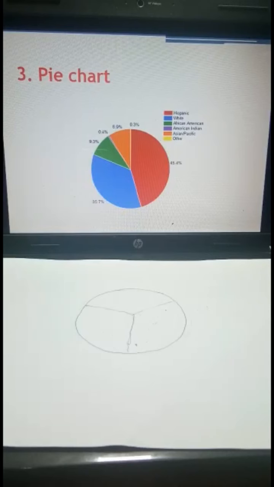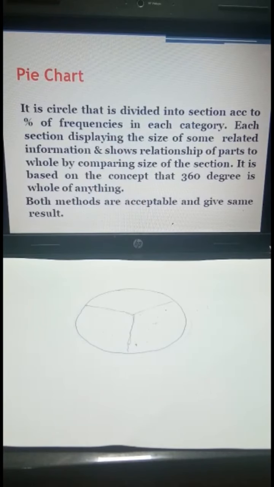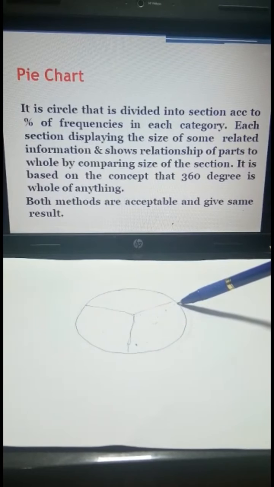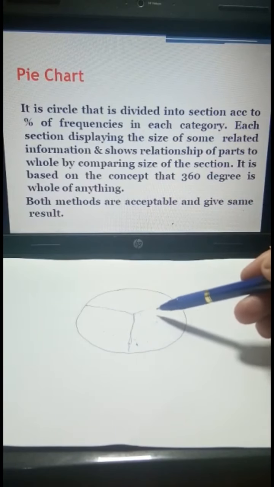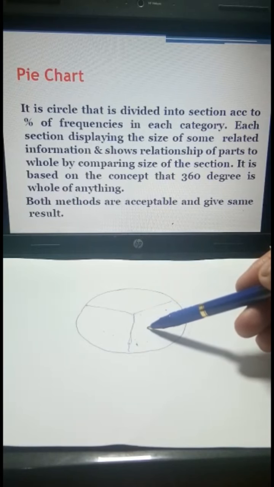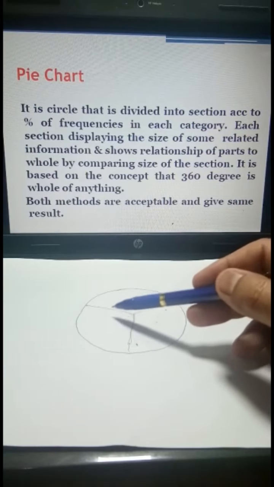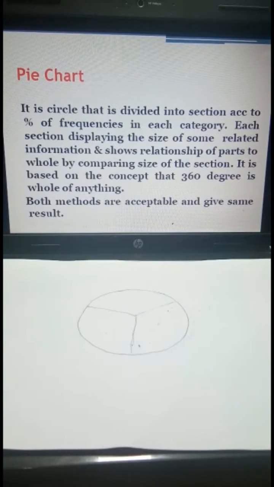Everyone, today I'm going to start the class with the pie chart, under the various methods of frequency distribution. A pie chart is a circle that is divided into different sections according to the percentage of the frequencies in each category. Each section displays the size of some related information and shows the relationship of the part to the whole by comparing the size of the sections. It is based on the concept that 360 degrees is the whole of anything.